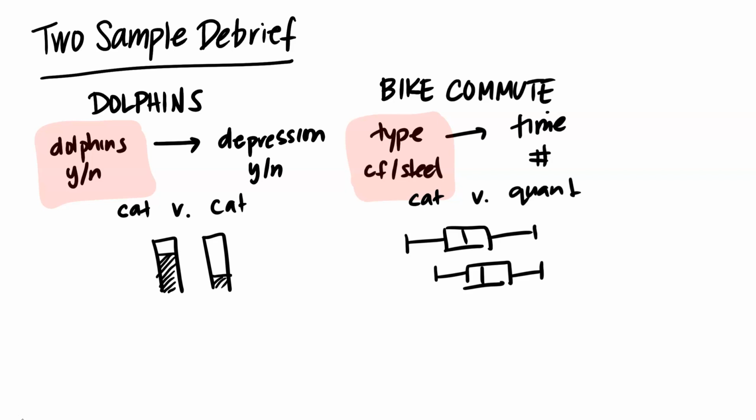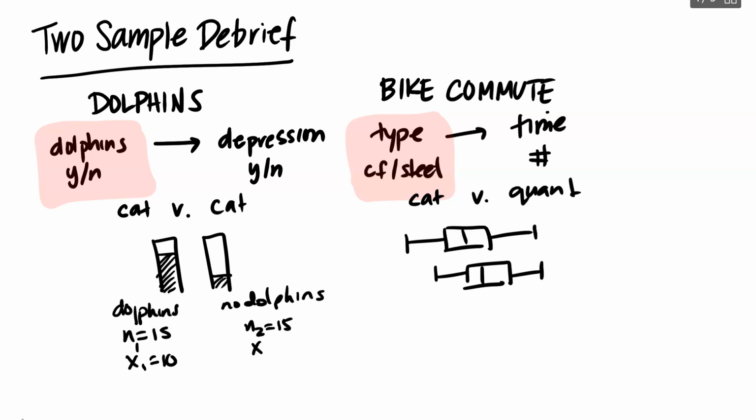We also saw our first use of subscripts. In the dolphin example, with a categorical variable, we just count up the number of yeses. That's the easiest way to summarize this data. We had two groups: the dolphins group and the no dolphins group. There were 15 people in each, so we called those n1 and n2. Then we had the number of people whose symptoms improved in each group, x1 and x2. We need the exact same data for two different groups, so we use a subscript: 1 means dolphin, 2 means no dolphin.